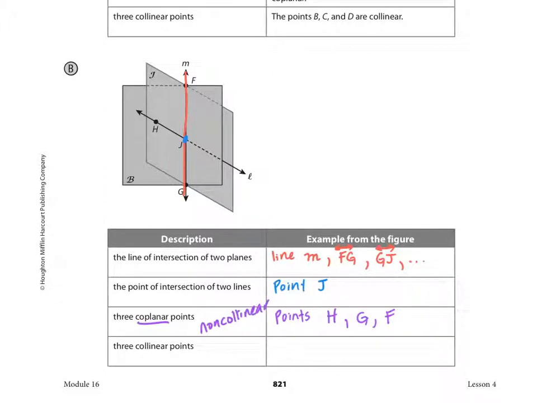And the very last one is 3 collinear points. Collinear means on the same line. Non-collinear means not on the same line. So the ones on the same line are the points F, J, and G.